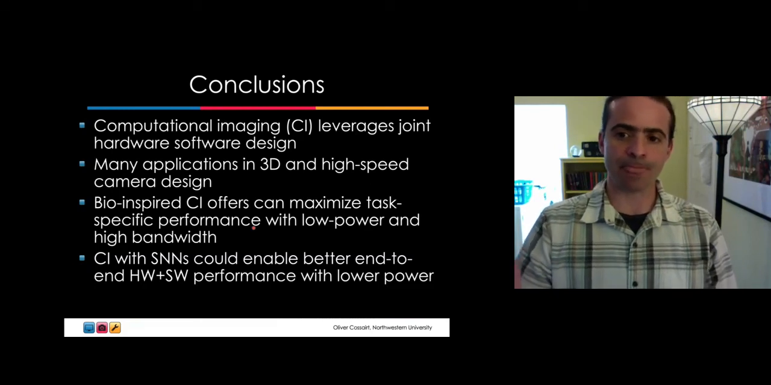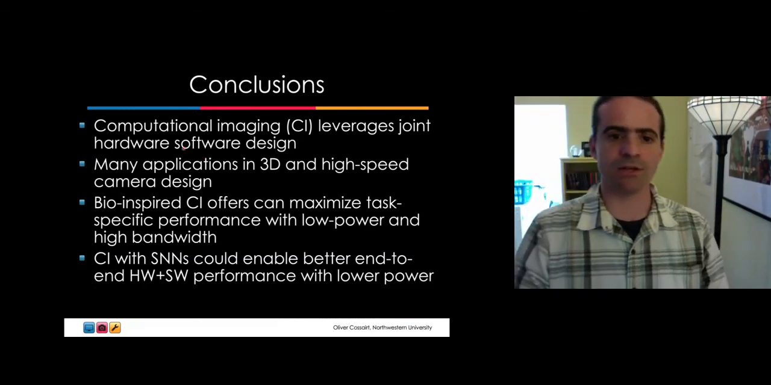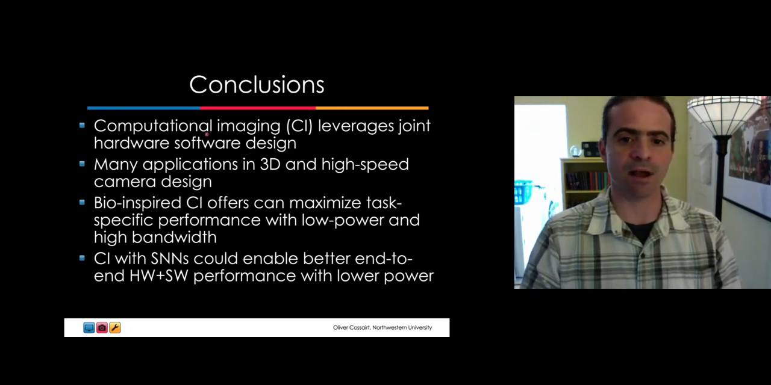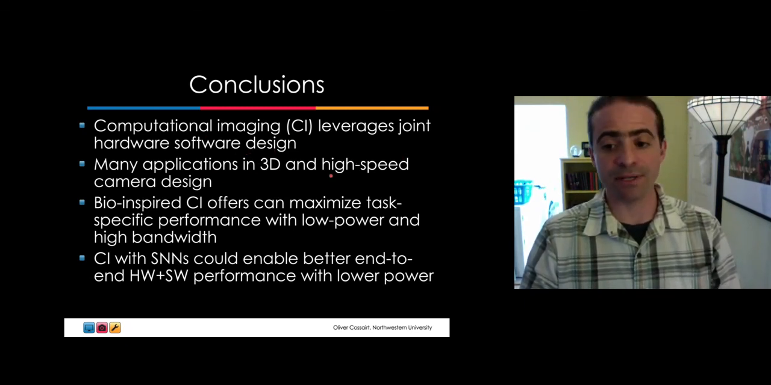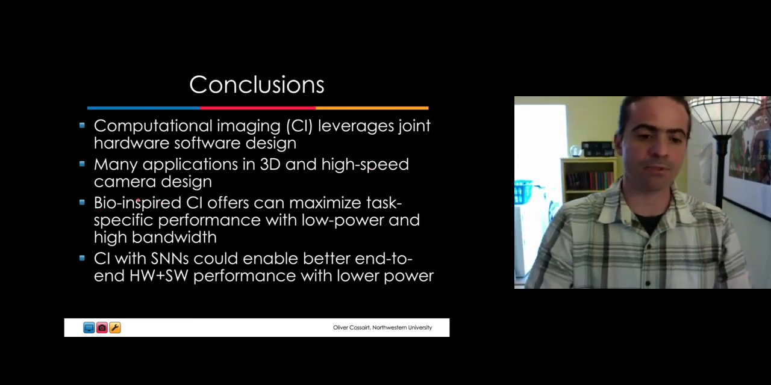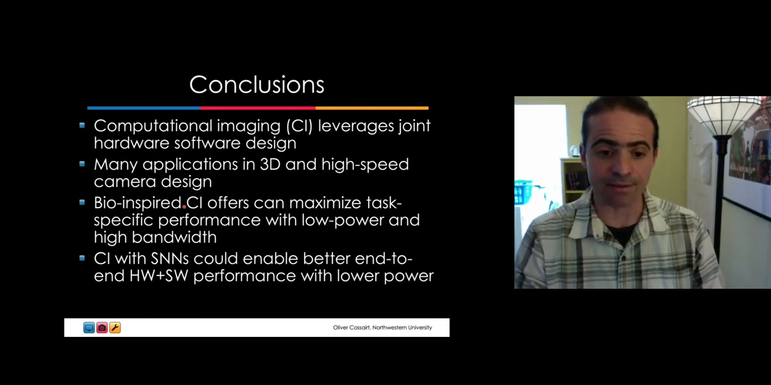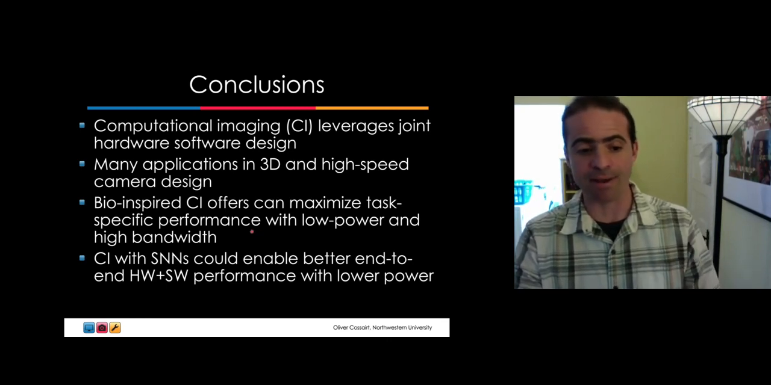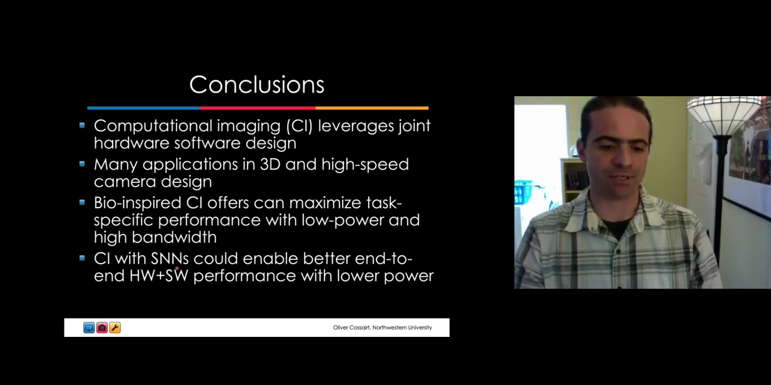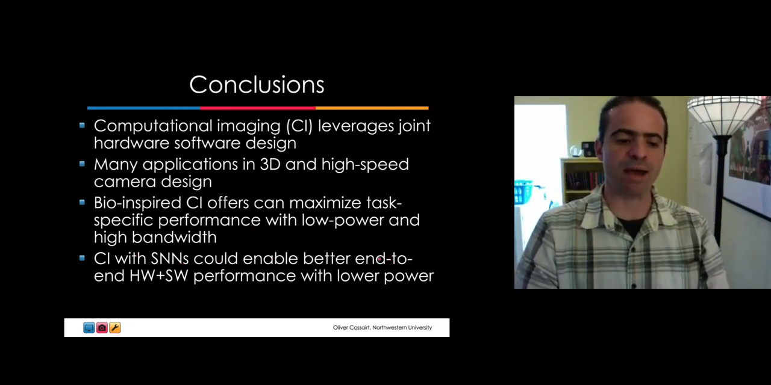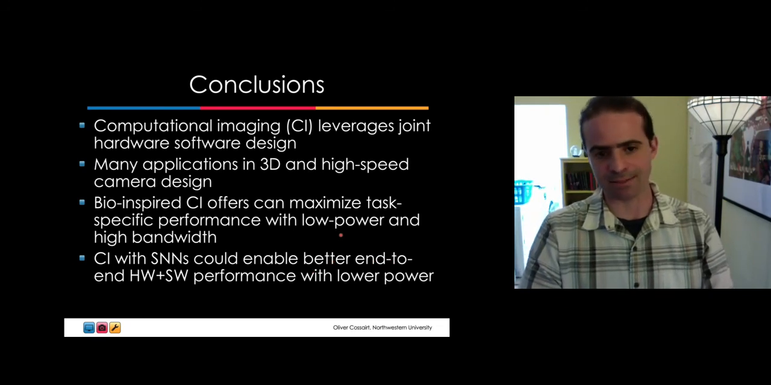So in summary, I hope I've convinced you that there's some really interesting opportunities for joint hardware and software design, this computational imaging paradigm, both in 3D imaging and high-speed camera design. I think that using these bio-inspired notions that are inherent in the event sensing has some very interesting opportunities for increasing task-specific performance with low power and high bandwidth. And I'm also really interested in this new direction of using SNNs to produce better hardware and software optimized designs.